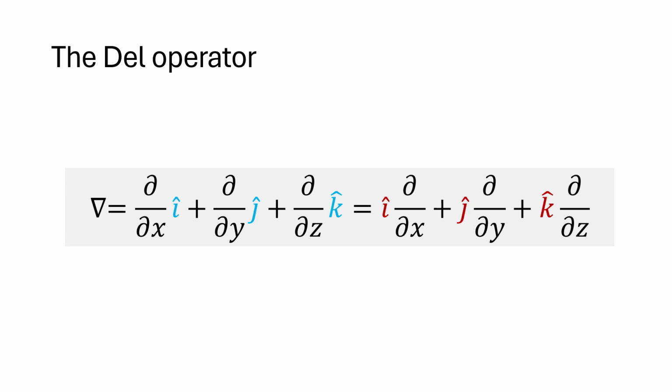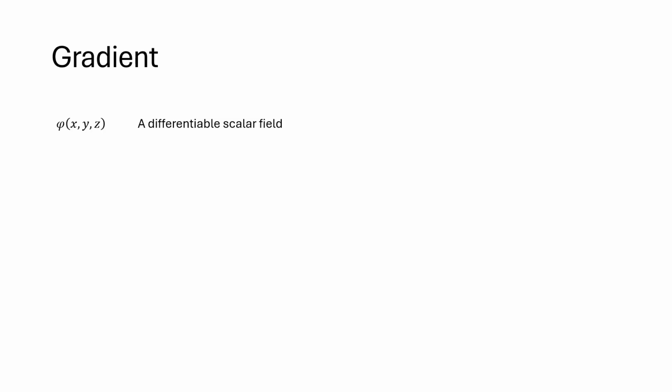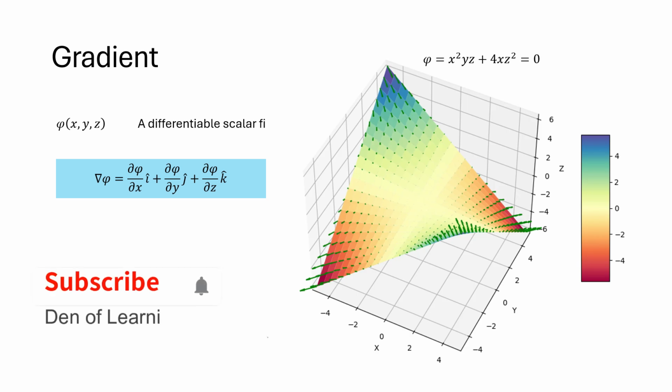We'll start by looking at the del operator, which is key in defining gradient, divergence, and curl of a scalar or vector field. The operator, which is also known as nabla, is equal to the partial derivatives in the x, y, and z directions. If phi is a differentiable scalar field, then the gradient of phi, which is equal to del phi, returns a vector field whose magnitude at any given point is the maximum rate of change of the field phi, and whose direction is pointing in the direction of that maximum rate of change.